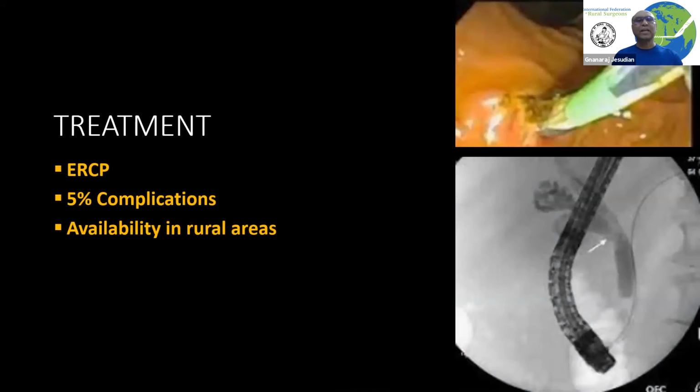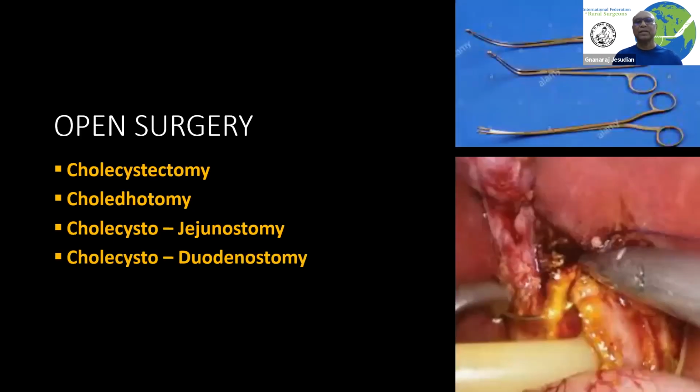Of course, the ideal treatment, if available, is ERCP, because it's a minimally invasive procedure and associated with less than 5% complications. But unfortunately, it might not be available in rural areas. What is usually available is open surgery, where you do a cholecystectomy, then choledochotomy, or open the common bile duct. Then you can either do a choledochojejunostomy or choledochoduodenostomy if the common bile duct is sufficiently dilated.